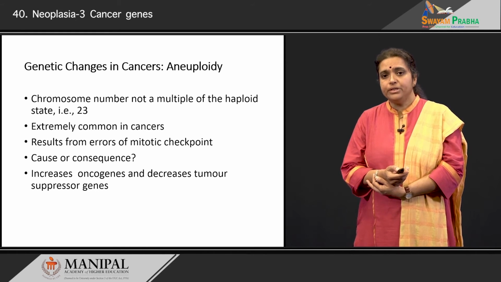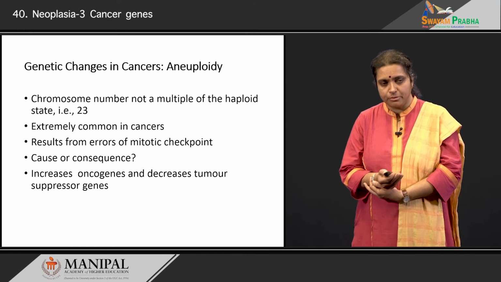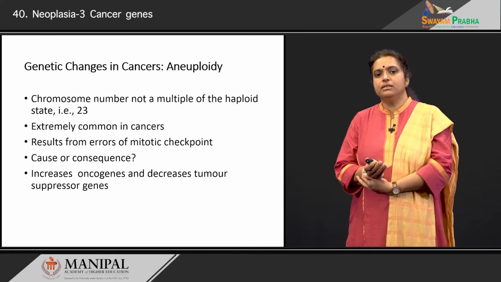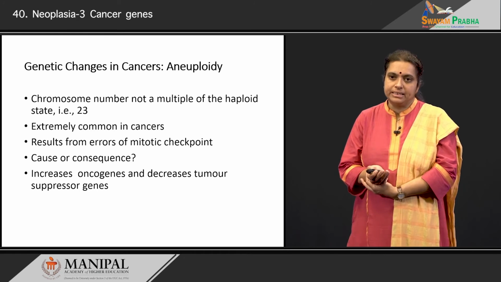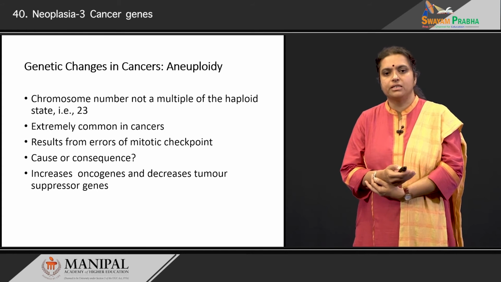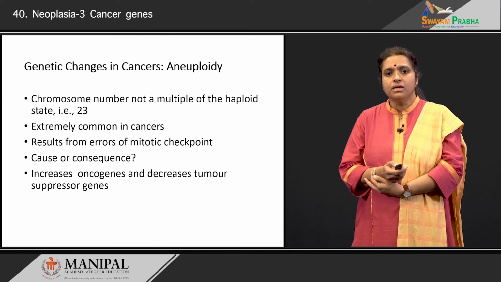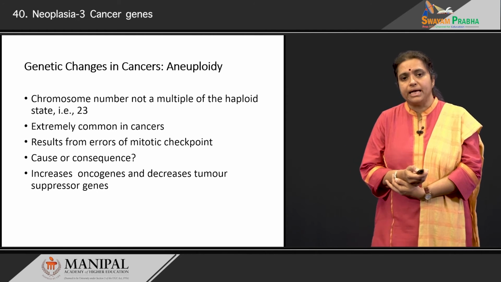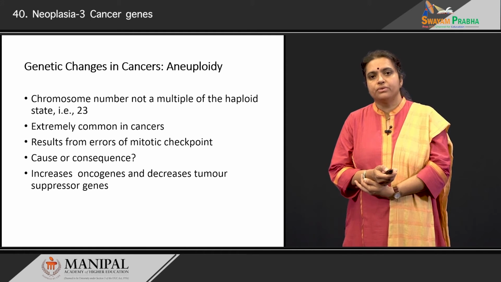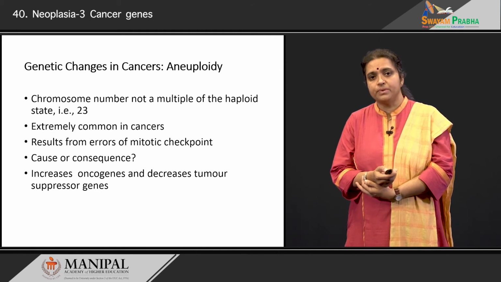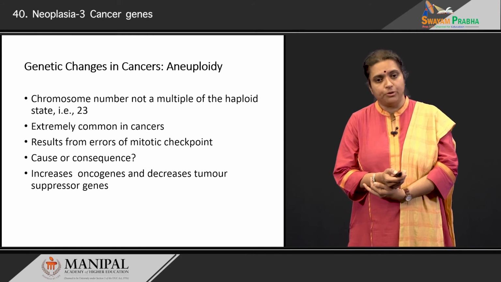And we really do not know whether aneuploidy is a result of abnormal cellular proliferation or is a cause for the cell to become malignant. So, it is not clear whether aneuploidy is a cause or consequence of cancer. Usually, aneuploidies result from errors of mitotic checkpoints. So, there are checkpoints within the mitotic cycle, and if there are errors there, it can lead to aneuploidy.